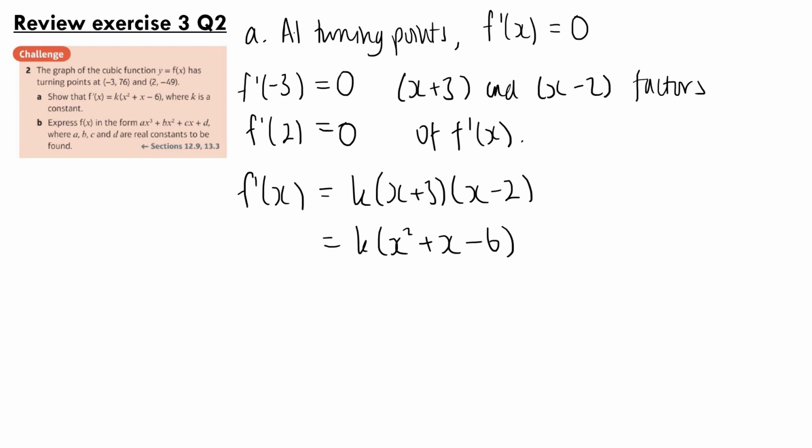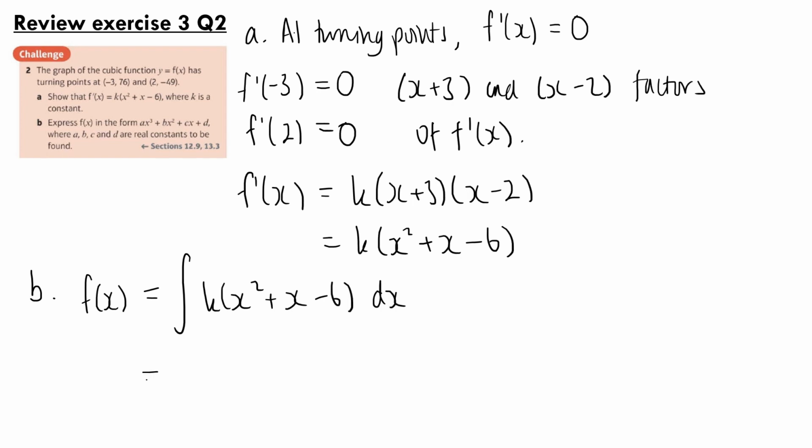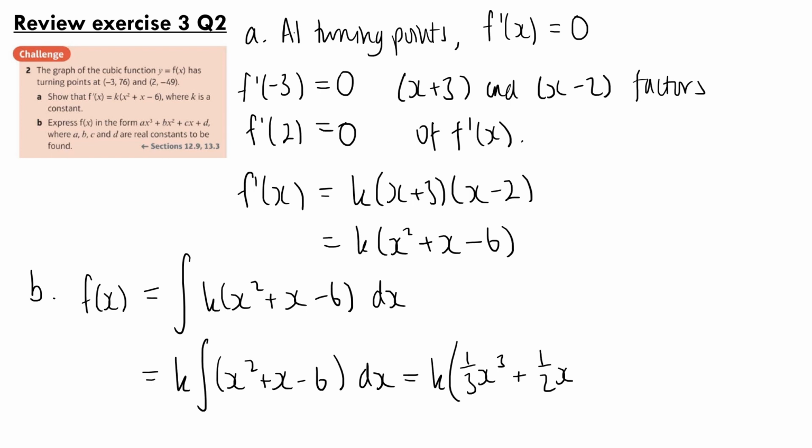Now for part B, we're asked to express f of x as a cubic. So if we know that the derivative is equal to k lots of (x squared plus x minus 6), then if we integrate, we will get f of x. So f of x is equal to the integral of k lots of (x squared plus x minus 6) dx. Now if we take the k out as a constant, that will make our lives easier when we integrate. So this is going to be equal to k lots of, so we have 1/3 x cubed plus 1/2 x squared minus 6x, and then plus c.